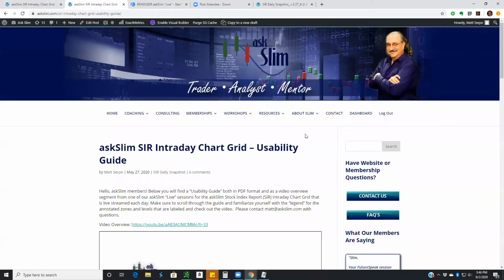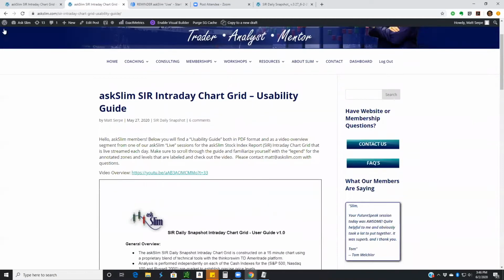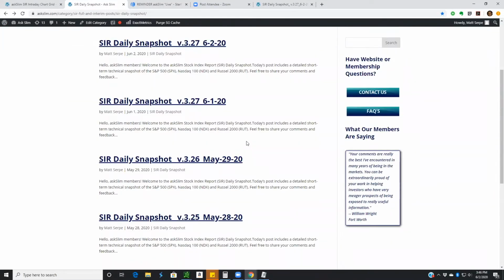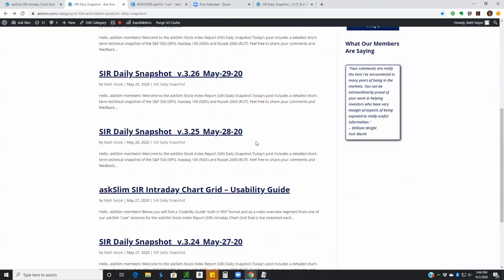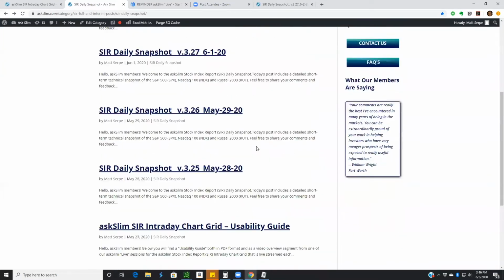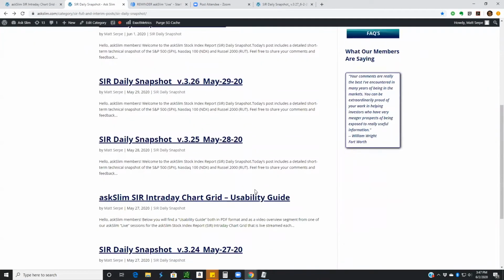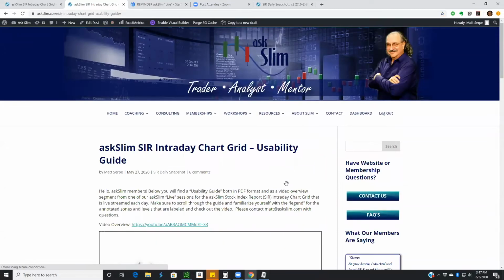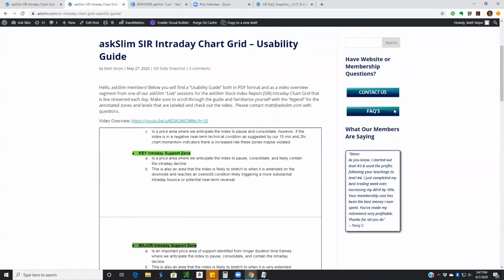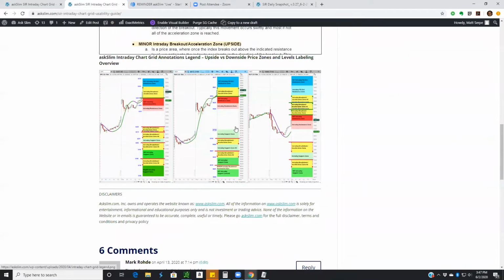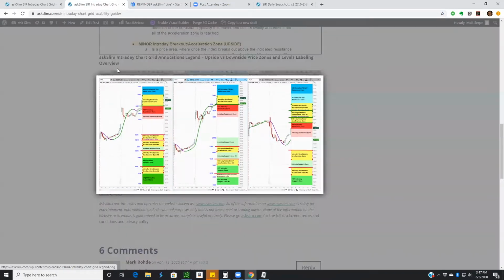The usability guide, this is on the website. It is available in the daily snapshot area. I try to move it up once a week so that it's always in the top 10 or so recent daily snapshot posts. If you click on it, it'll open up. It'll show you the overview, a lot of the similar information that I covered. There is a legend here with the different colorations.